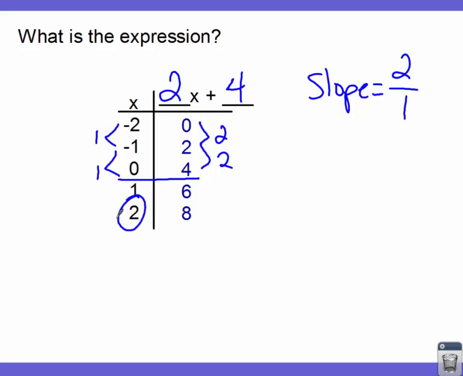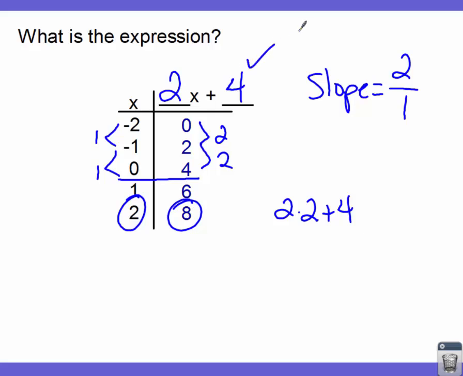So let's take the number 2 here. If I take this 2 and plug it into x, it's going to be 2 times 2 plus 4. Well, 2 times 2 is 4, plus 4 gives us 8. And what is this value supposed to equal? It's supposed to equal 8, so this expression works.